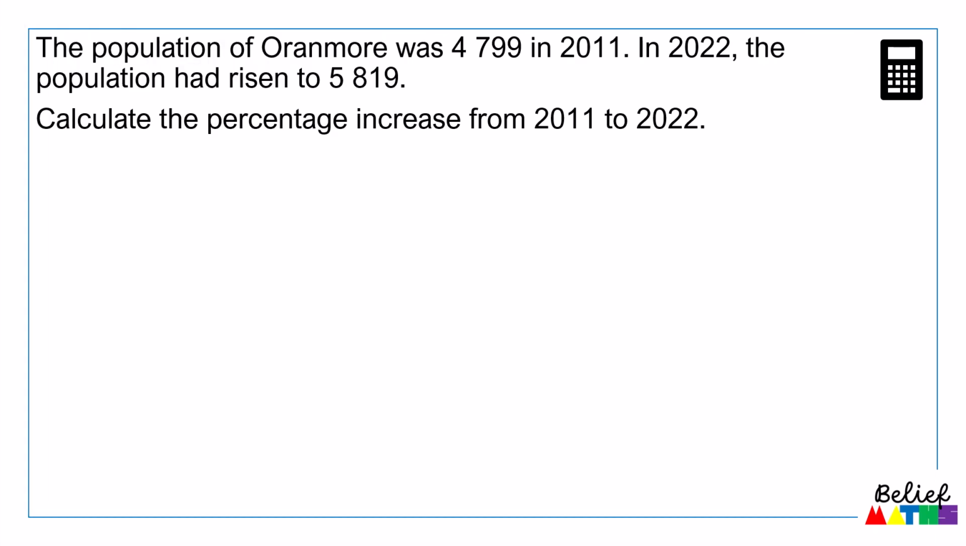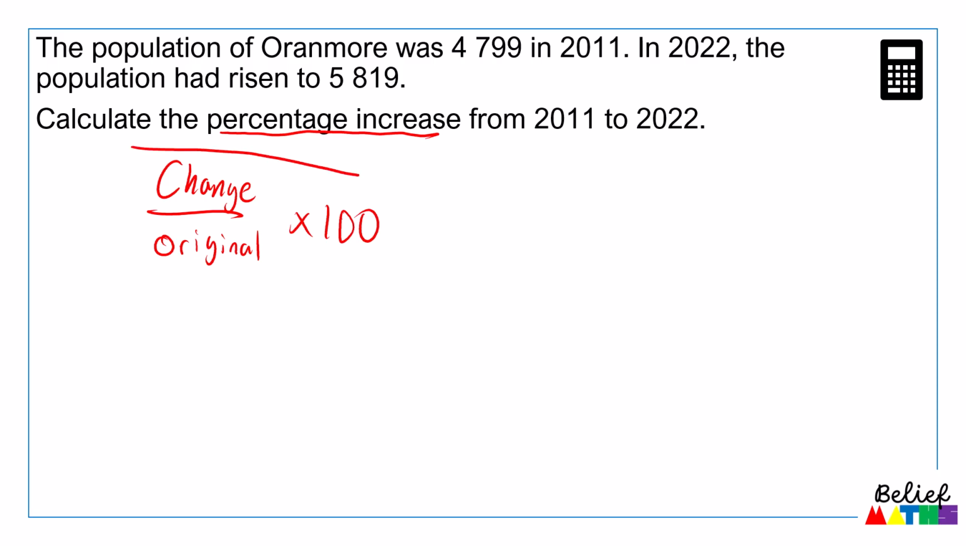Now this topic we didn't actually do in the non-calculator version. It's usually seen in a calculator topic, but the same method would apply. So the population of Ormore was 4,799 in 2011, in 2022 the population rose to 5,819, and it asks to calculate the percentage increase. Now to calculate that, we just do the change over the original, and we multiply that by 100. That's the formula we need to remember. So change over original times 100.